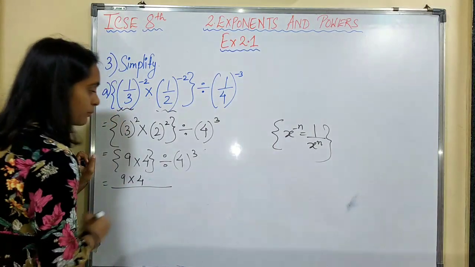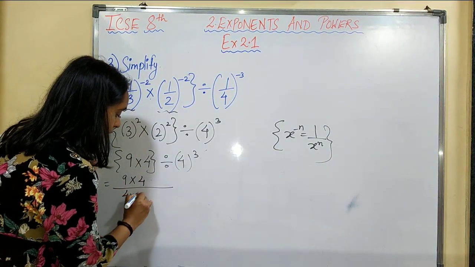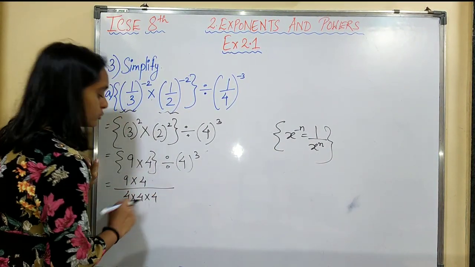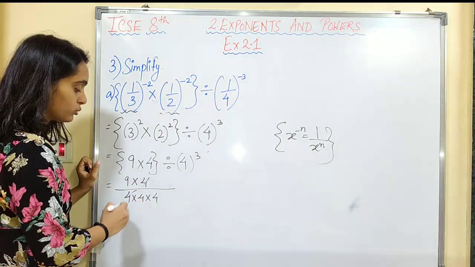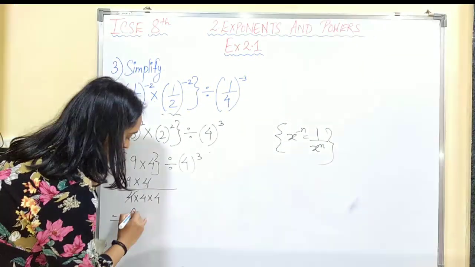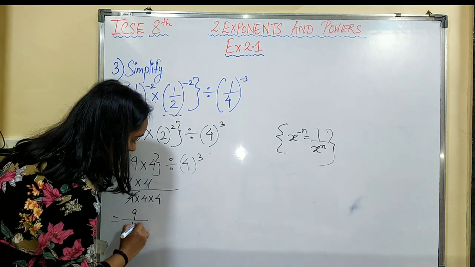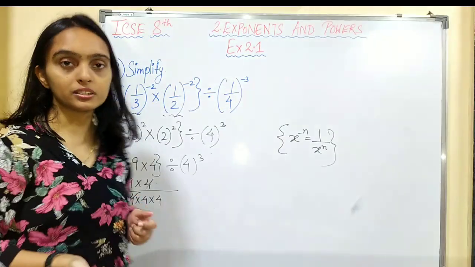So it will be divided by 4 multiplied by 4 multiplied by 4. So 3 times. So one 4 goes off. You are left with 9 upon 4 4s are 16. This will be your final answer.